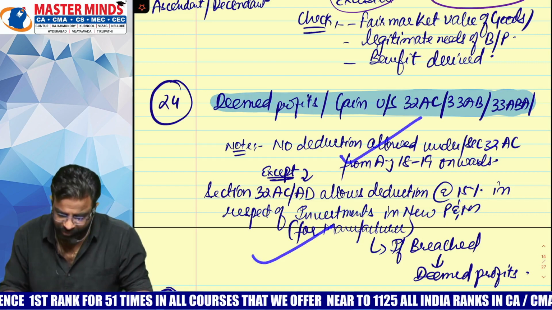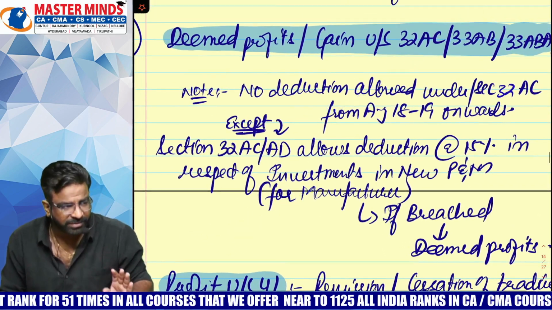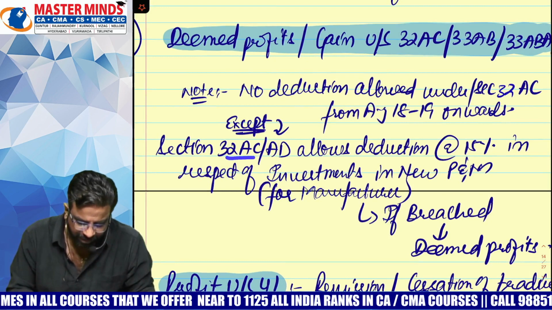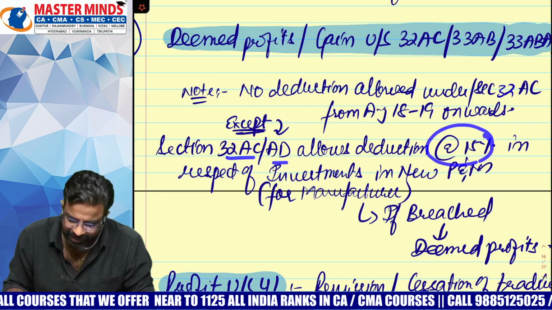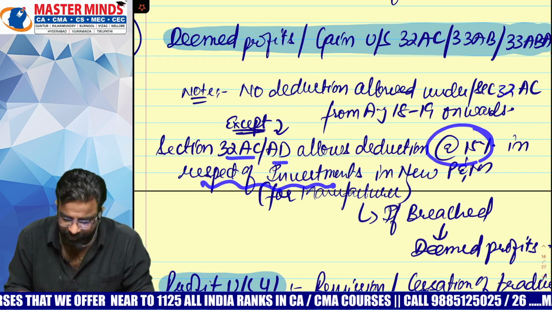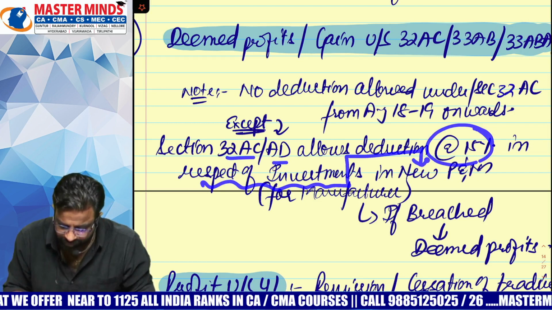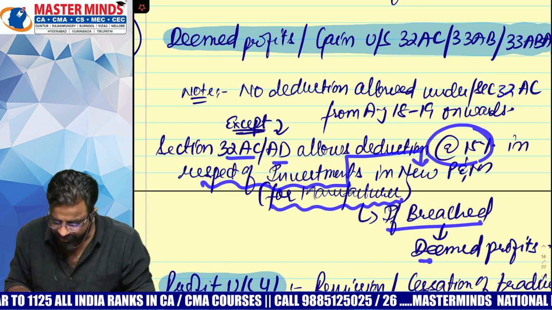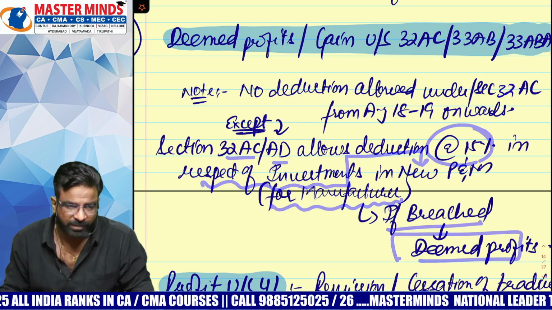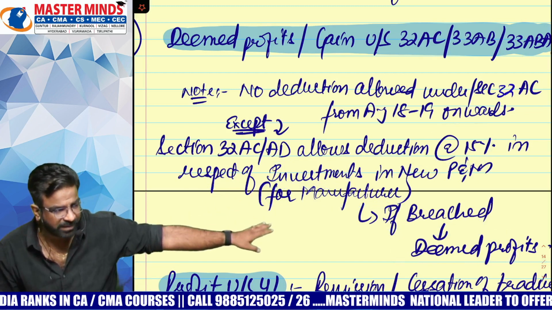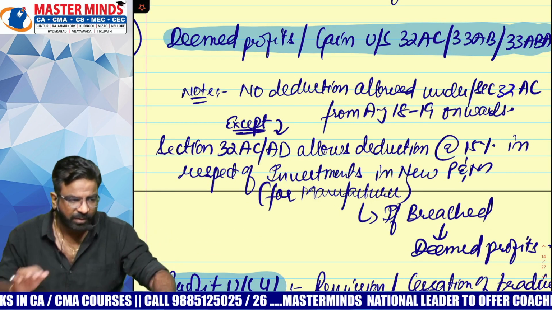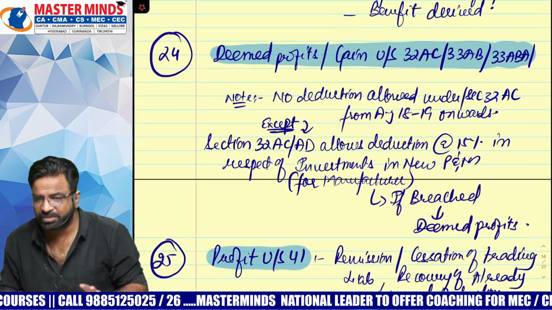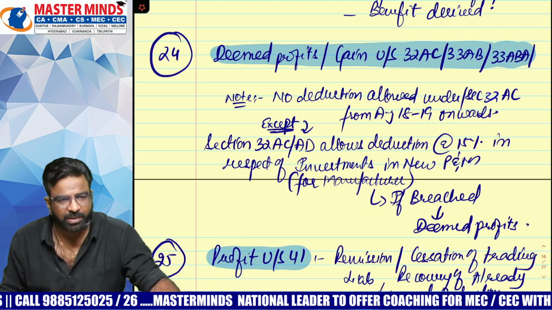So what is the condition you have to fulfill in clause number 24 to get a deduction? You are making an expenditure under 32 AC, AD, which allows deduction at the rate of 15% in respect of investments. You made it in which one? New plant and machinery for a what? Manufacturer. If breached, it will be treated as what? Deemed profit. That means if none of these conditions is satisfied, it will be treated as your profit and what you have deducted will be added back to your net profits. That is clause number 24. So tell me 20 to 24.